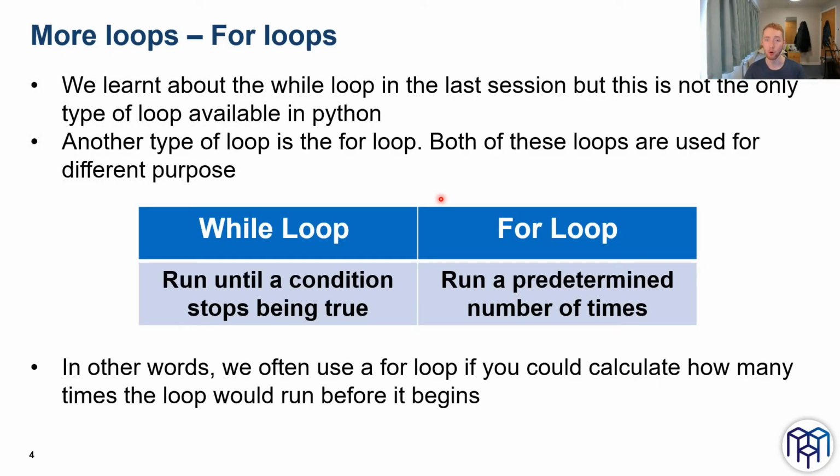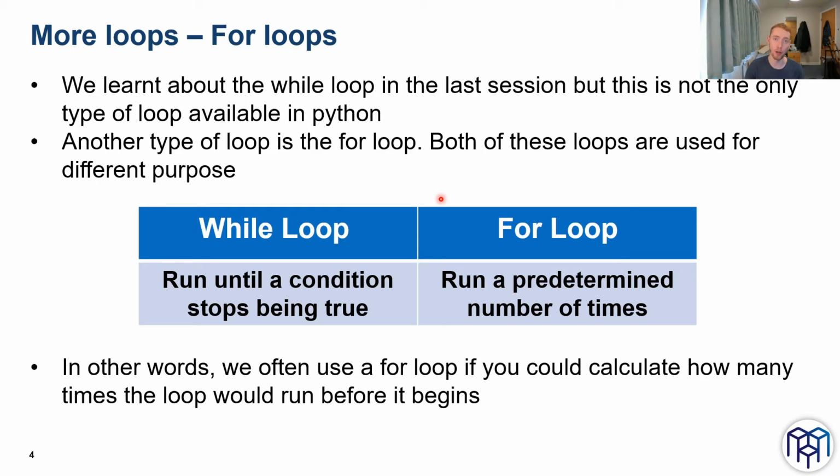As mentioned before, today we're going to be looking at a new type of loop called a for loop. Two sessions ago, we introduced this idea of a while loop, but this is not the only type of loop available in Python. We also have this for loop, and both of these are used for slightly different purposes. A while loop is used when we want to run something until a condition stops being true. So we have a bit of code, and we want to keep running that for an undetermined number of times until some logical value changes whether it's true or not.